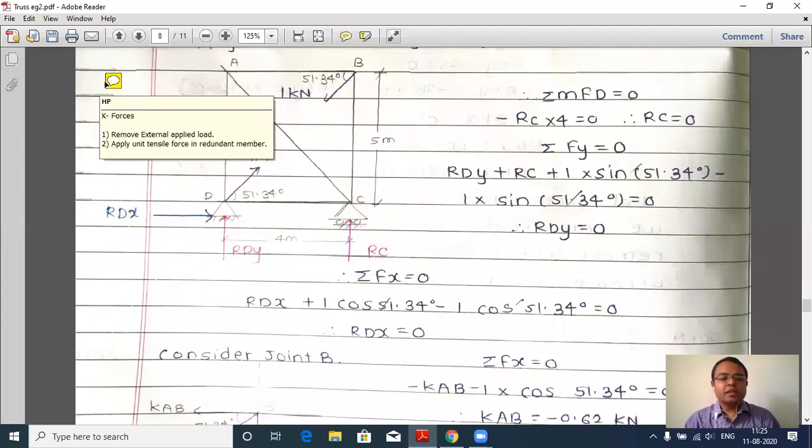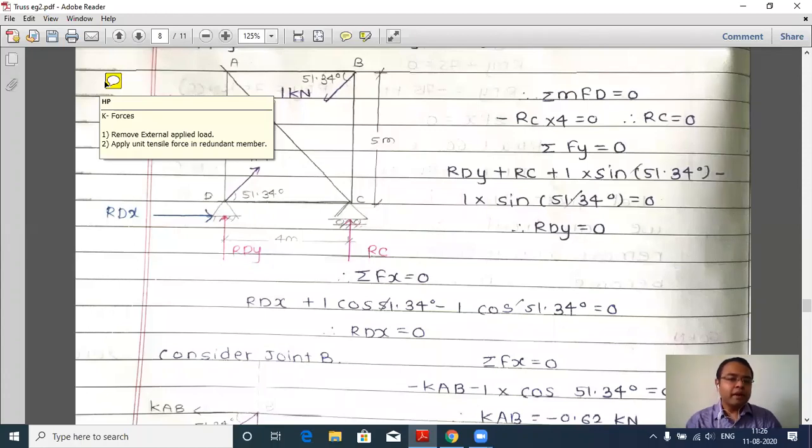So what is to be done while finding out K forces? You just have to do two steps. First, remove the external applied load. In this problem, 60 kilonewton was the external applied load, so we just have to remove that load.